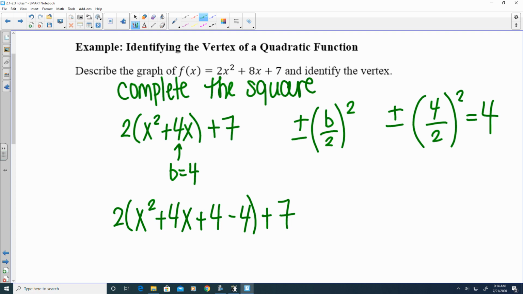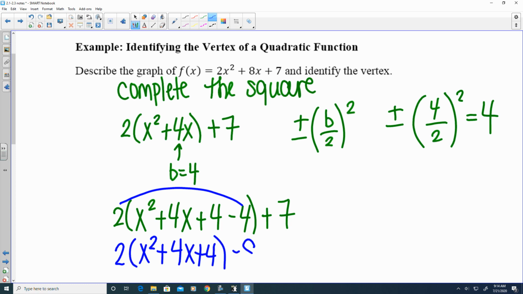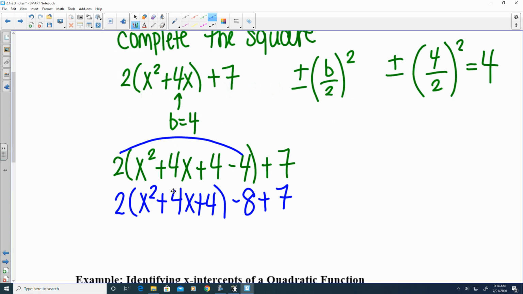So I need to get that -4 out of there. I'm always going to keep the positive inside the parentheses. I'm always going to kick the negative out. So when I kick it out, I have to keep in mind that the 2 is going to be multiplied to it as well. So it's going to actually be -8 on the outside to combine with the 7. So the x squared plus 4x plus 4, the purpose of doing this is to try to get it into that standard form.